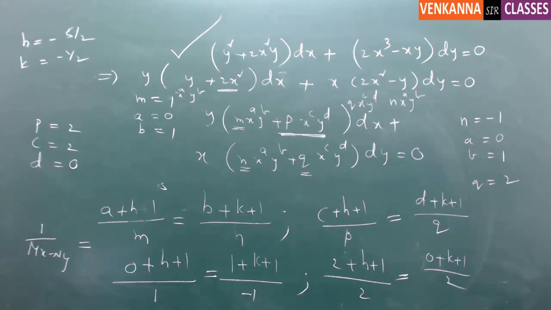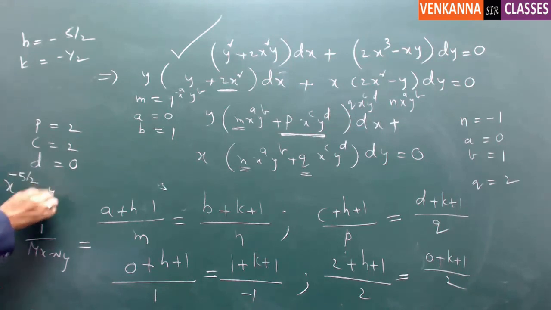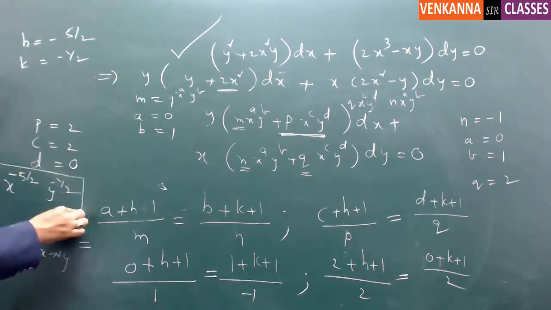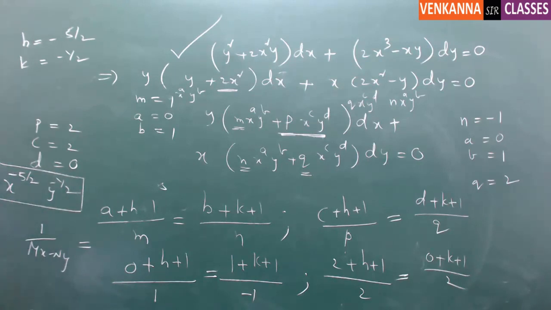So what will be the integrating factor here? X power minus 5 by 2 into y power minus 1 by 2 is the integrating factor. In other words, 1 by x power 5 by 2 into y power 1 by 2 is the integrating factor. Now see, so far we have solved so many problems such that 1 by x, x square y, these things have come as integrating factors to us. Now here, integrating factor has come with powers as fractions. It is a different thing.